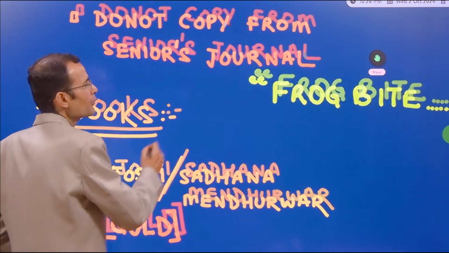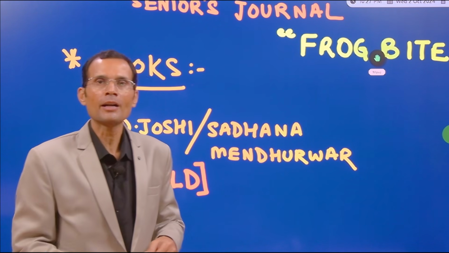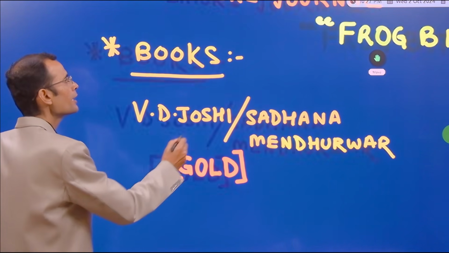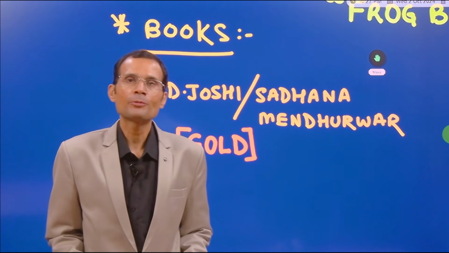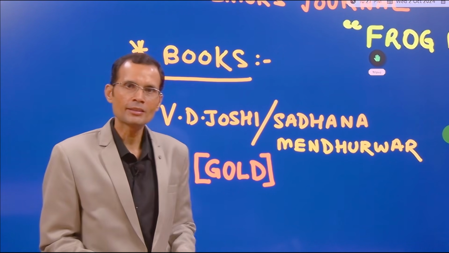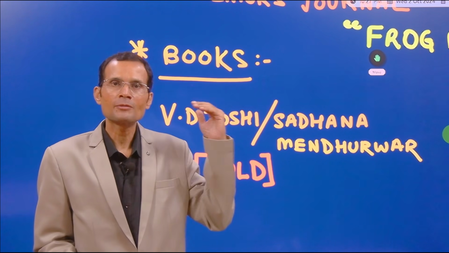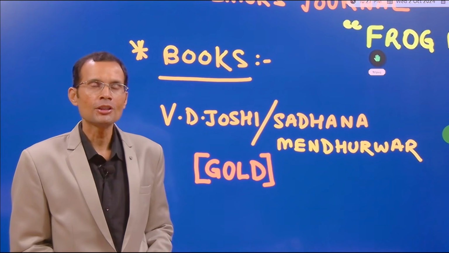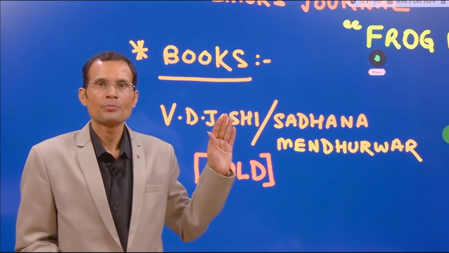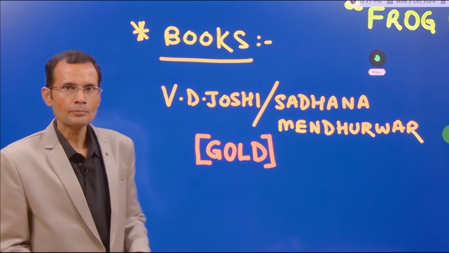So it will be a good idea to just ask the teachers what is to be written in this practical and what are the answers to these questions. Finally, for the completion of the lab manual or journal, you can purchase this book by V.D. Joshi and Sadhana Mendurwar. V.D. Joshi ma'am has been a legend of physiology, and the book is extremely popular and accepted everywhere as a universal book. It's a good book for practicals.